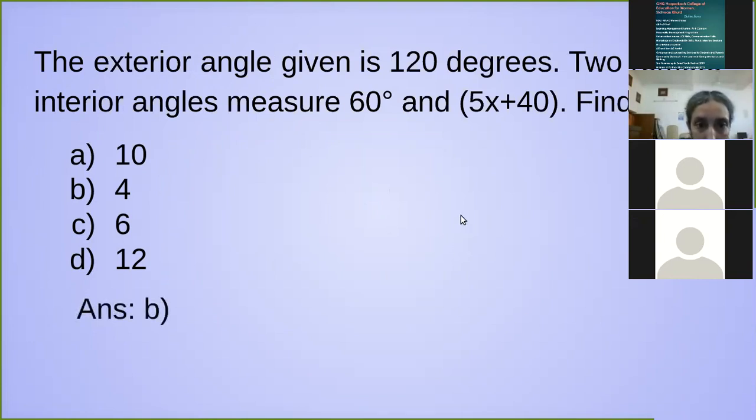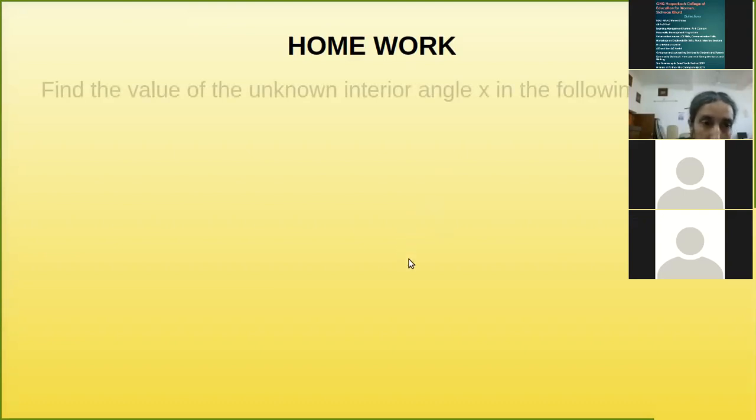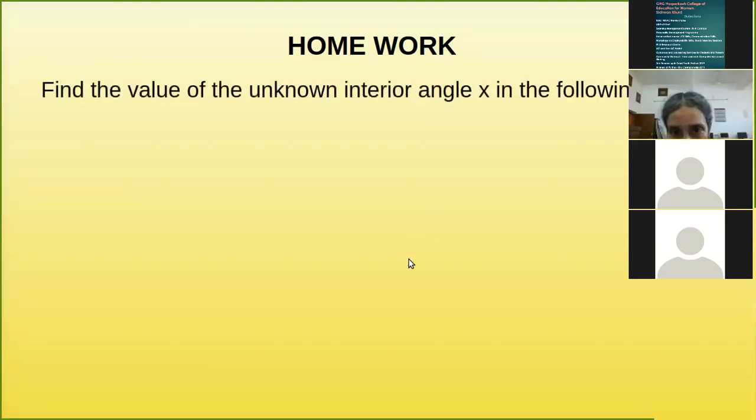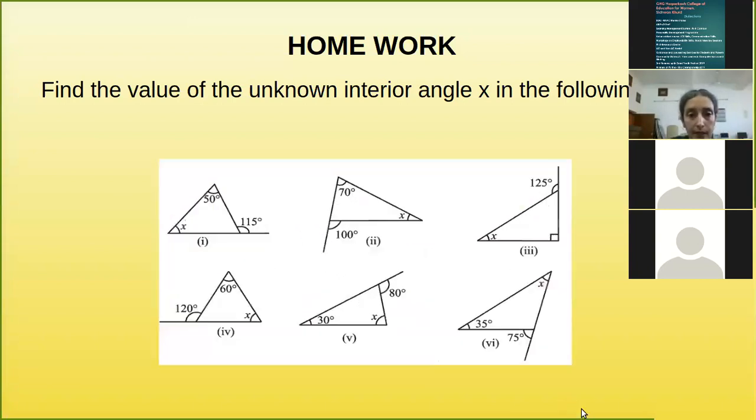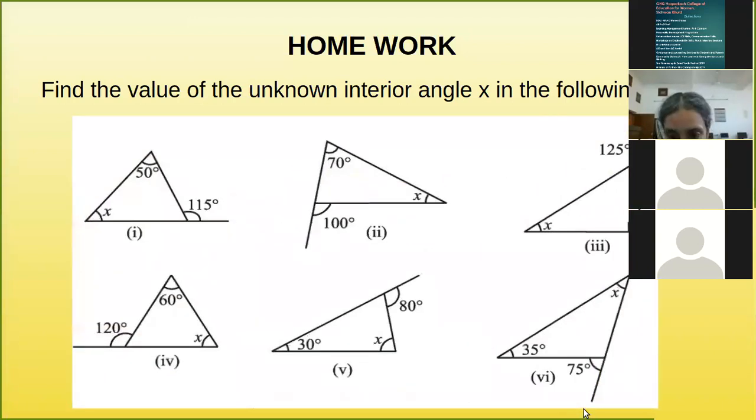Okay, beta. Now, please note down the homework or you can take screenshot of the screen. And the homework is: find the value of the unknown interior angle x in the following figures. So some figures will be given. You have to find out the value of x. So there are 6. In each triangle you have to find the value of x. So this is your home task. You will do it yourself.